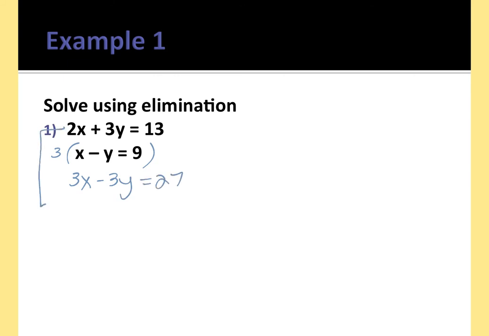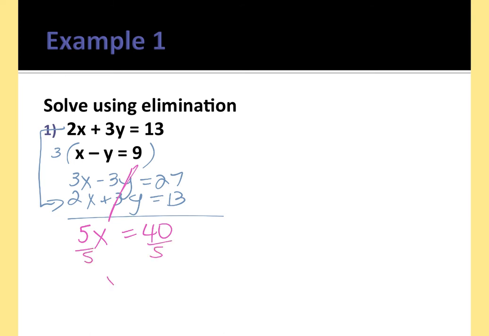And then I'm going to add it to the original first equation. If you've done it correctly, then one of the variables should cancel out. So that y is going to cancel here. Doesn't matter which one goes on top of that one. And then we divide both sides by 5, and I get x is 8.